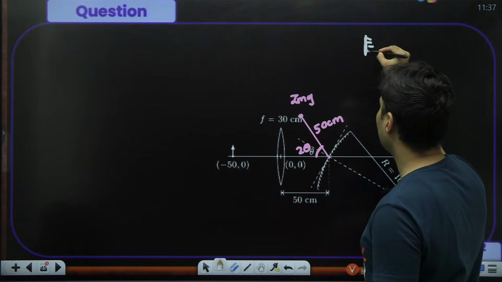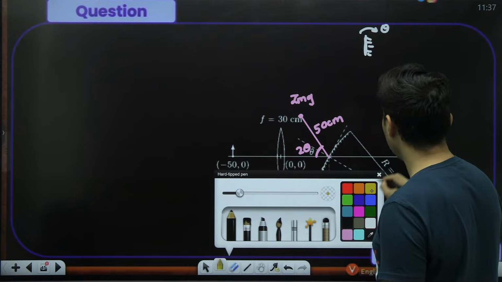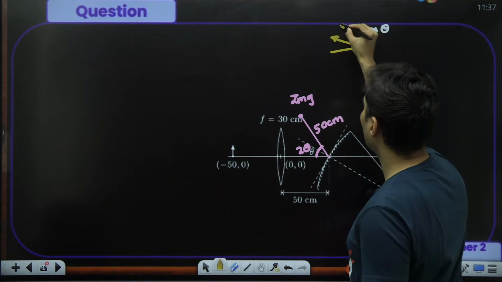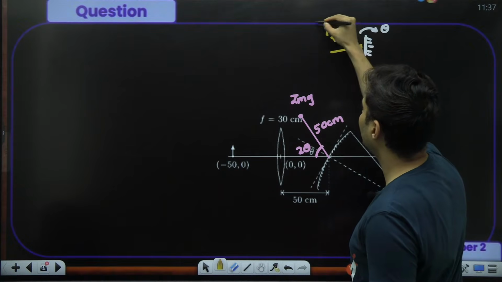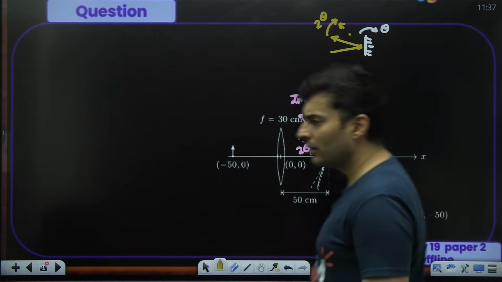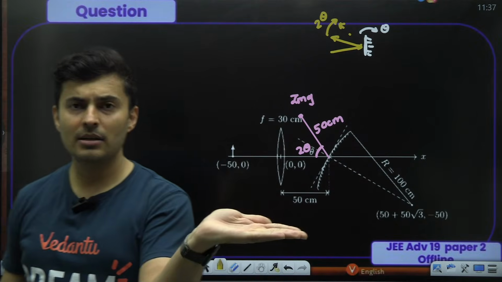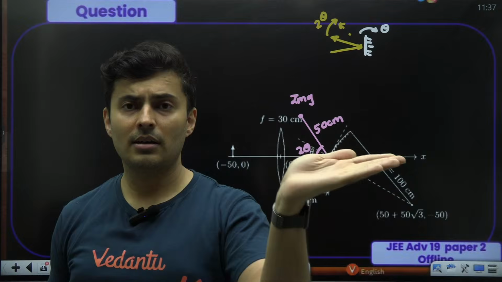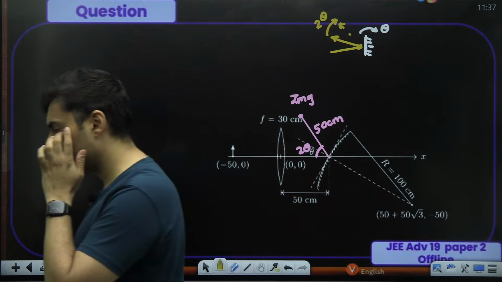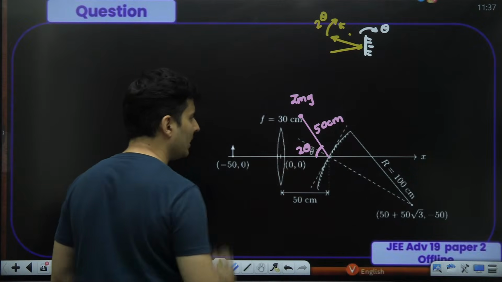The moment any mirror is rotated by theta, the ray which was going like this will now go over here. That reflected ray will deflect by 2 theta. Do you remember this formula? Do you remember this concept? Yeah, rotating a mirror by theta deflects the reflected ray by double the angle of rotation. Yep, perfect. So that is why I have put 2 theta over here.